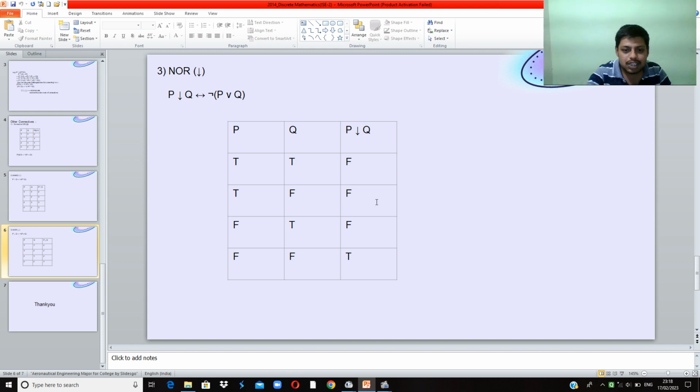We have studied the basic logic gates in electronics. So this is the NOR gate.